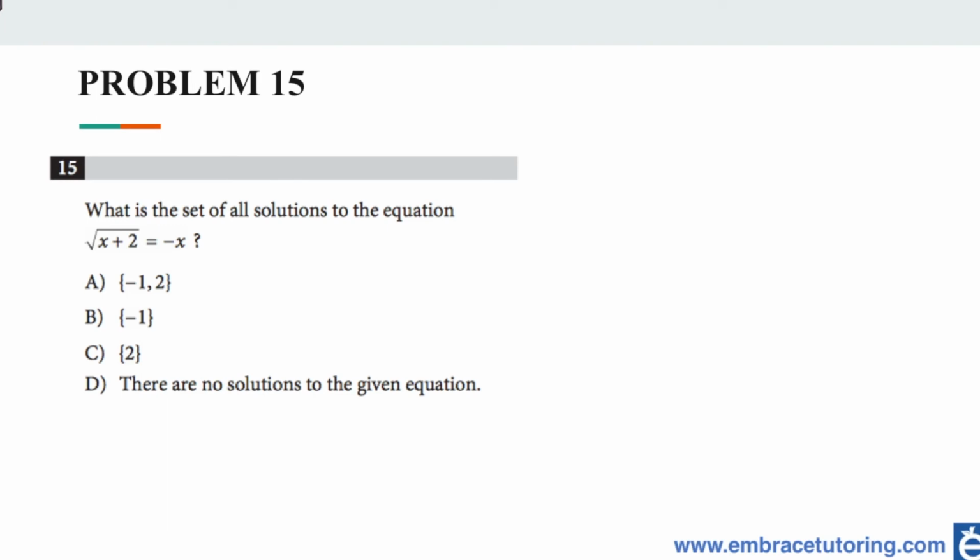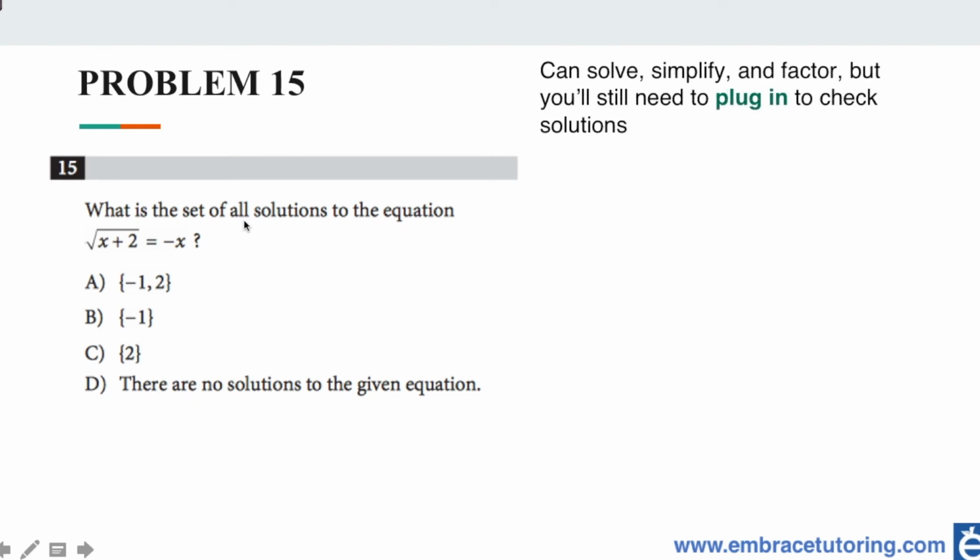For question number 15, it says, what is the set of all solutions to the equation radical x plus 2 equals negative x? And I do see here, and like previous problems, I could solve, I could technically get rid of the radical by doing exponents to both sides. I could simplify, I could factor, but then I will need to still plug in and I will need to check for my solution.